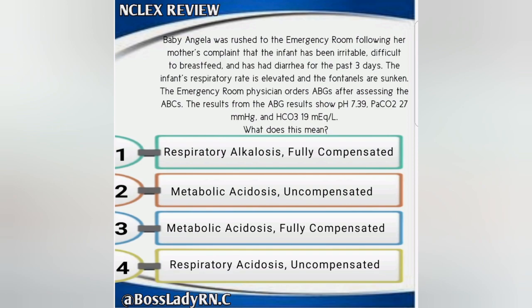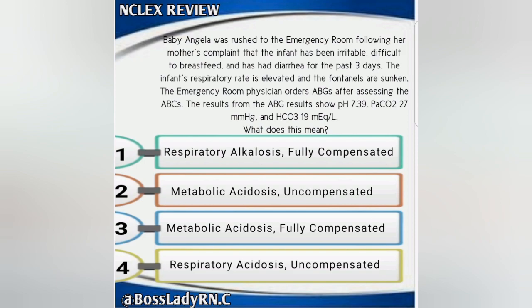Next question. Baby Angela was rushed to the emergency room following her mother's complaint that the infant has been irritable, difficult to breastfeed, and has had diarrhea for the past 3 days. The infant's respiratory rate is elevated, and the fontanelles are sunken. The emergency room physician orders an ABG after assessing the ABC. The results from the ABG show pH 7.39, partial pressure of carbon dioxide 27 mm mercury, and bicarb 90 microequivalent per liter.